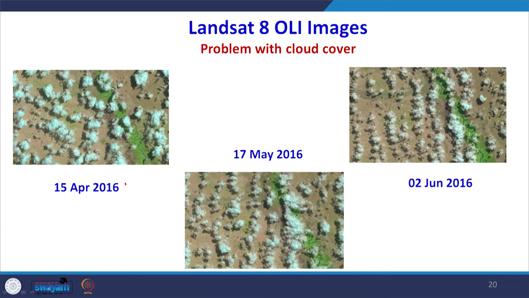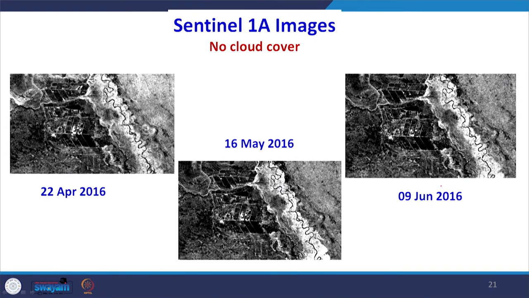So this is the example of 15th April 2016, then 17th of May 2016 and 2nd of June 2016. This is the Landsat 8 OLI, a multispectral image. So we are not getting cloud free images from the optical data. But the moment we take microwave data, this is a Sentinel-1 image, we are getting cloud free images.